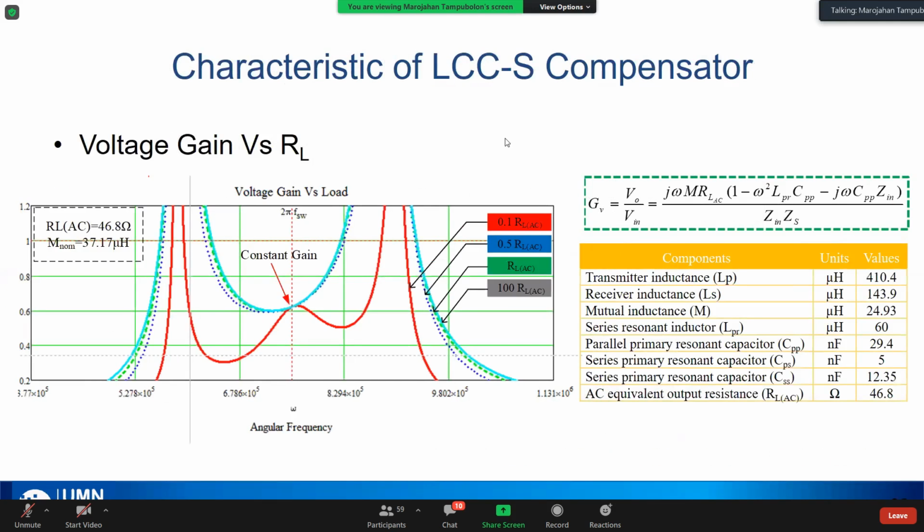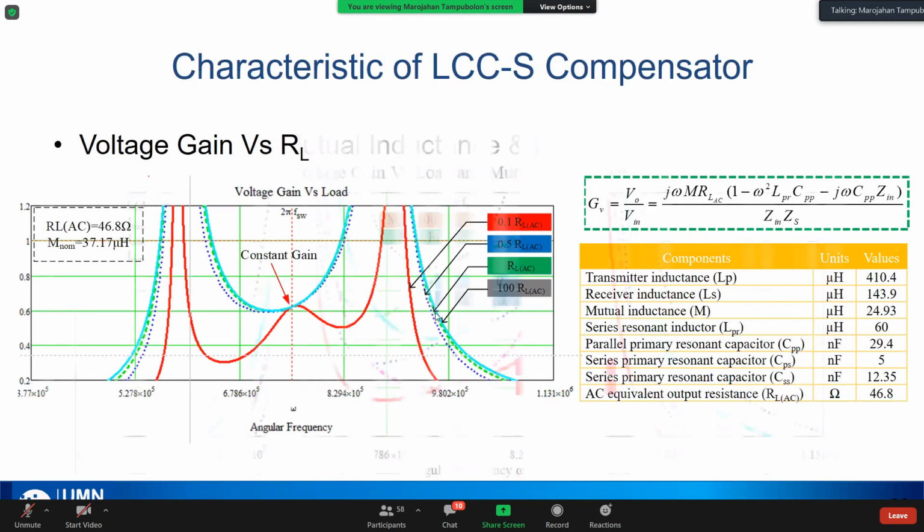If we use LCC as compensator, we have a different voltage gain versus load here. In the previous one, if we use series compensation, we have two independent load frequencies, but here we have only one independent load frequency. That's why we can say this system works better in a fixed frequency mode.